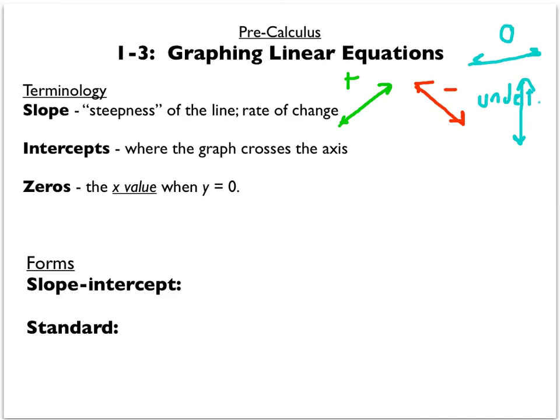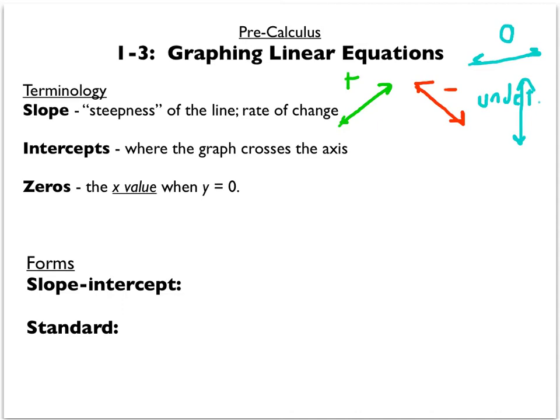Another key term is intercepts, where the graph crosses the axis. And we'll look at intercepts when we look at graphing both the x and the y intercept. Zeros is another term that we use quite frequently. A little bit confusing for students, but it's really the x value when y is equal to 0.